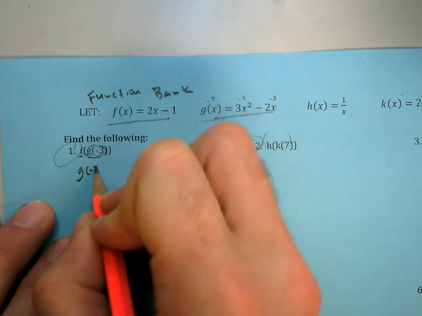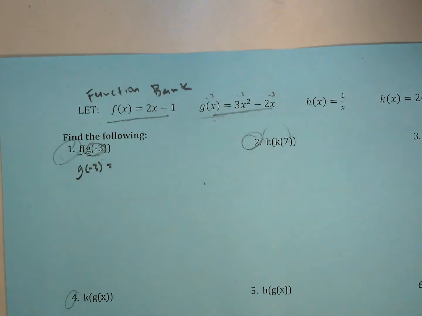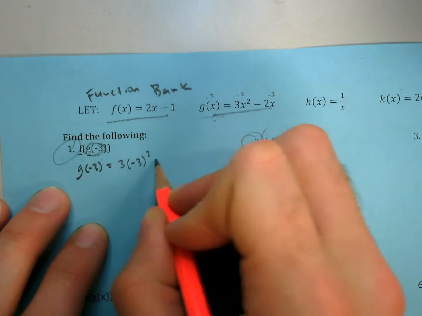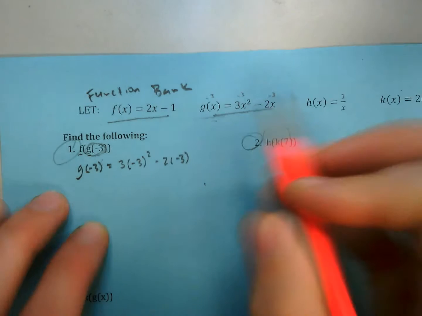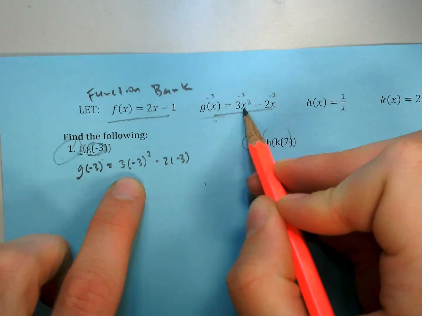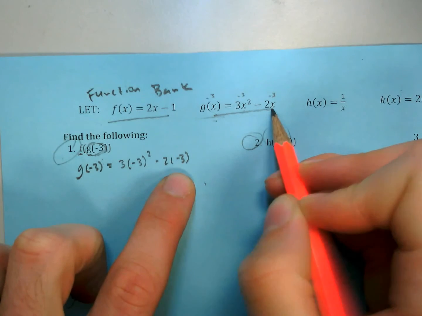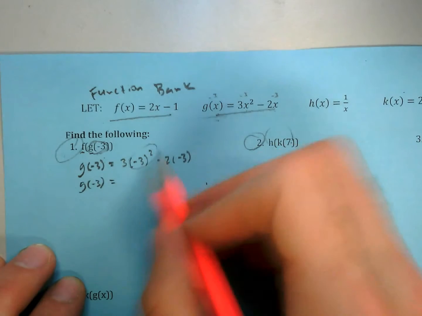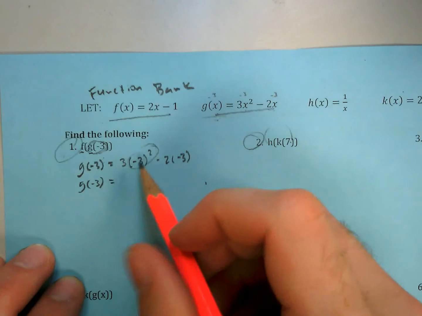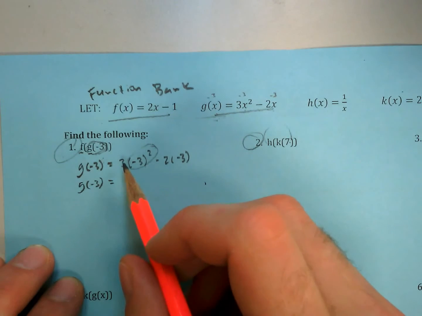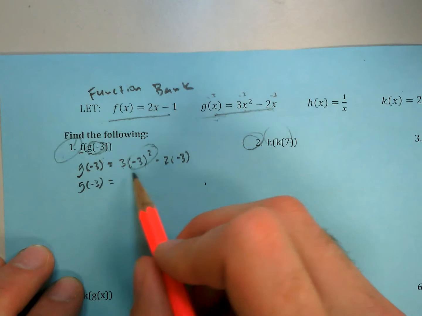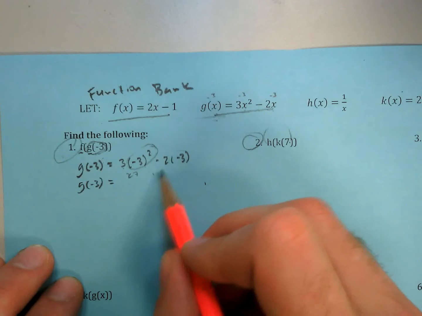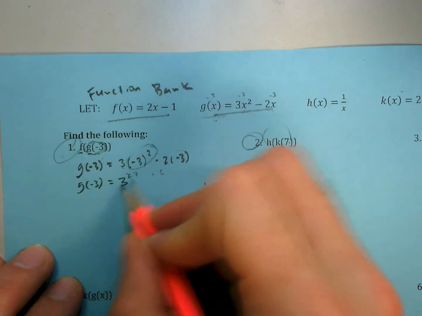So g of -3, we kind of have to do a little prep work before we do the whole problem, would be 3 times -3 squared minus 2 times -3. See how we just put a -3 in from wherever the x was. Simplifying, g of -3 is, okay, remember you do the exponents first, so -3 squared would give you 9, times 3 again would give you 27, so it's 27, minus, well, let's see, this is -6, so plus 6, so I'm seeing 33.